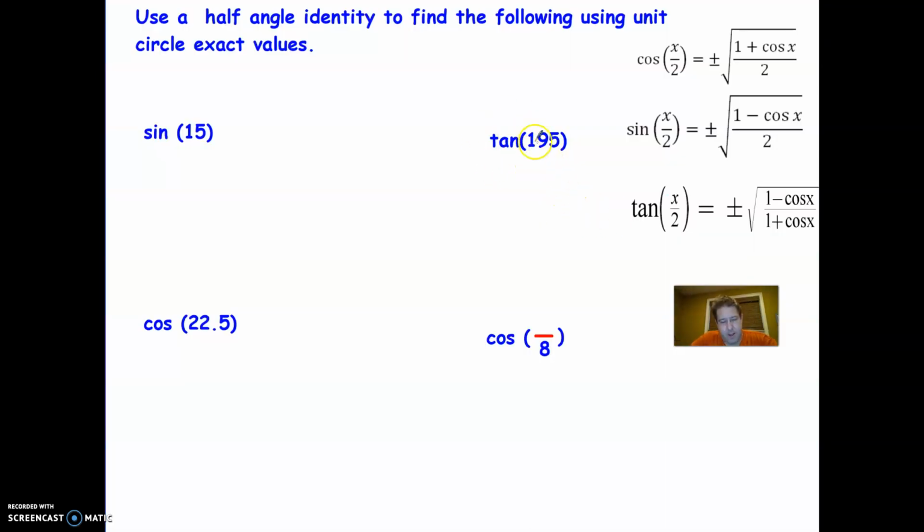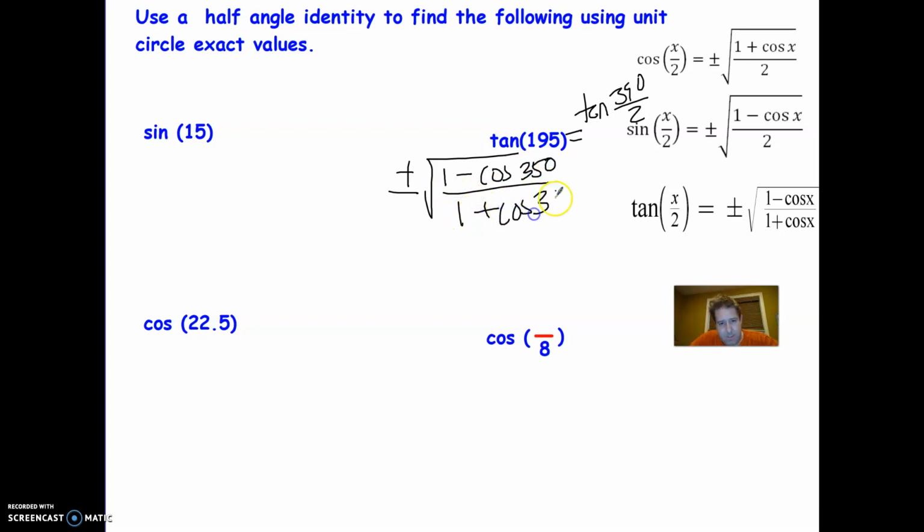Okay, so we're ready for the next question, which would be tan of 195. So we want to use half angle. So the first thing I need to know is 195 times 2 is 390. So this is really the same thing as tangent of 390 over 2. So we're going to put 390 in for x into this equation. So plus or minus the square root of, this happens to be 1 minus cosine of 390 over 1 plus cosine of 390. Okay, so now keep in mind that 390 is actually a 30-degree angle in the first quadrant.